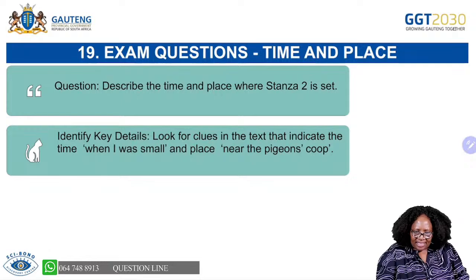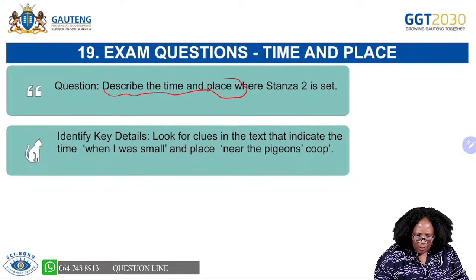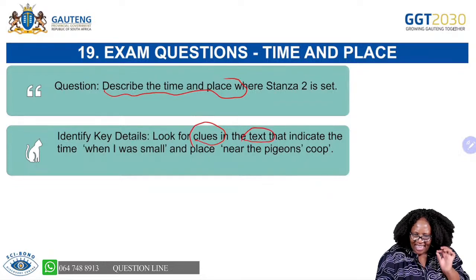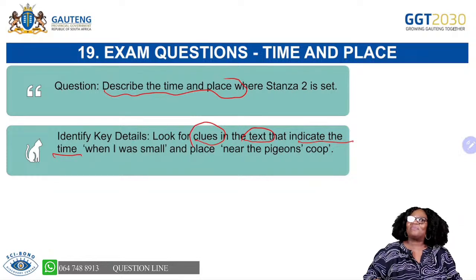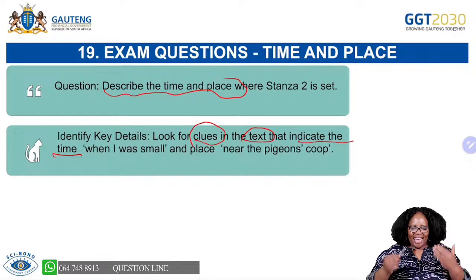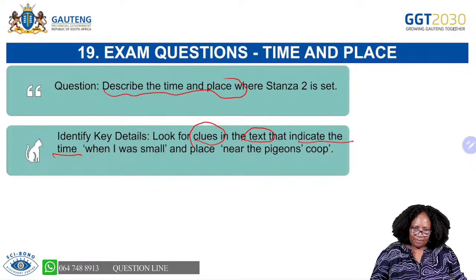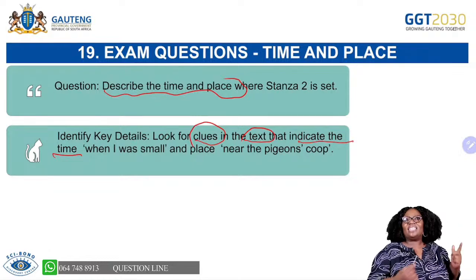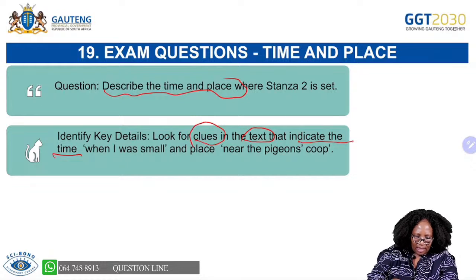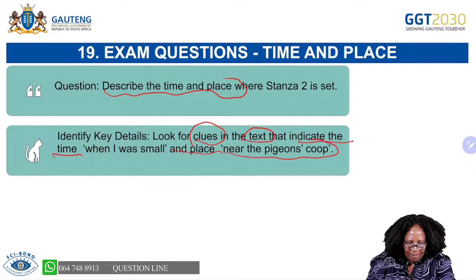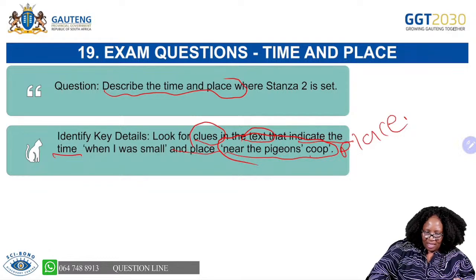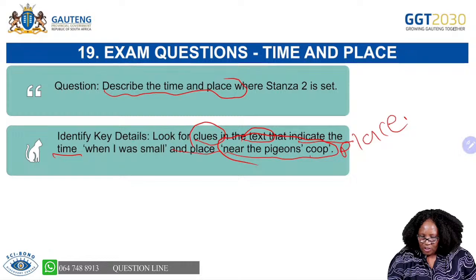When you are asked to describe the time and place, you need to do the following. Go to the poem and look for what? For clues in the text that indicate the time. Here it says, when I was small. That will be the time, right? When I was small. This happened when? When the poet was small. And the place? Near the pigeon's coop. That's your place. This happened when? When I was small. That's your time. Place? Near the pigeon's coop.